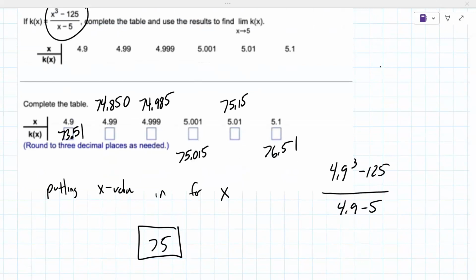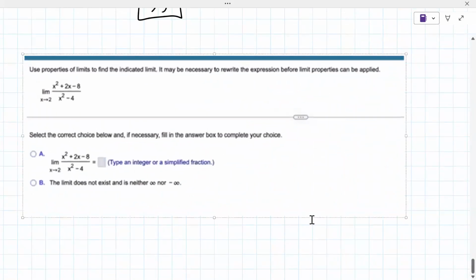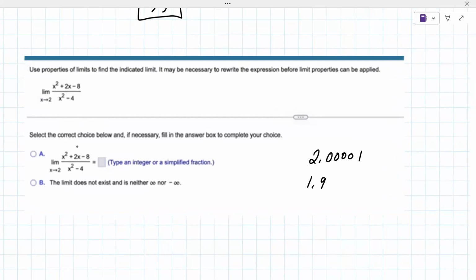So what am I doing? Grabbing the next question. Okay, there we go. So one of the ways that you can do a problem like this when you have a calculator is you can try a number really, really close to 2. So you could try like 2.00001 or 1.9999 or whatever.